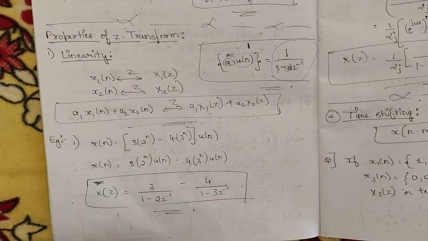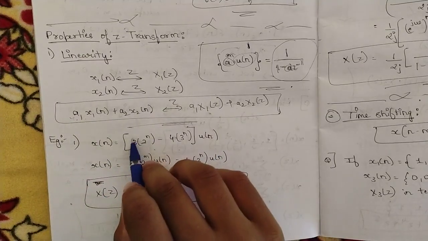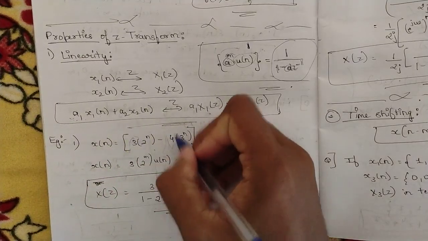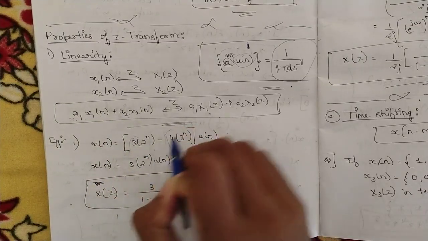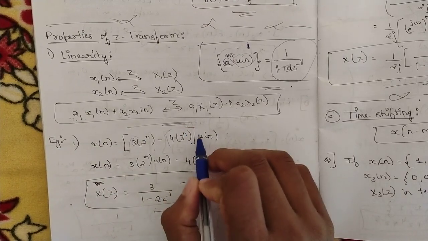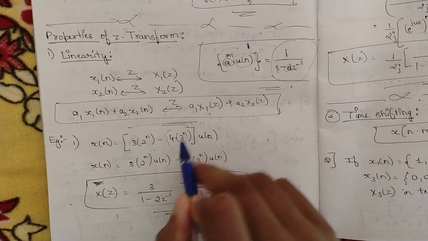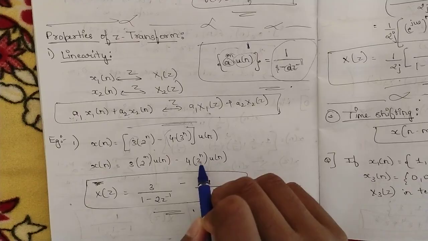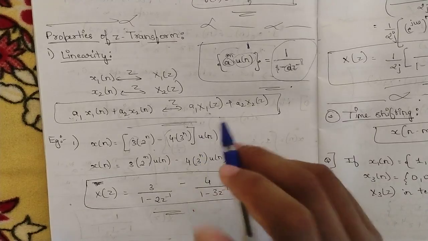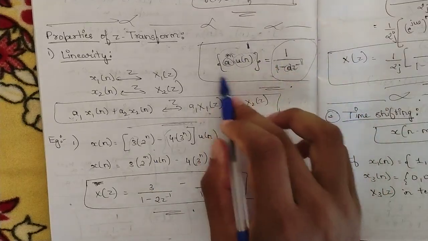The first example is the sequence x of n, given as 3 into 2 power n minus 4 into 3 power n into u of n, where 3 and 4 are the constants a1, a2. So x of n would be equal to, just multiply u of n to both terms, 3 into 2 power n into u of n minus 4 into 3 power n into u of n. For this now apply the linearity property.